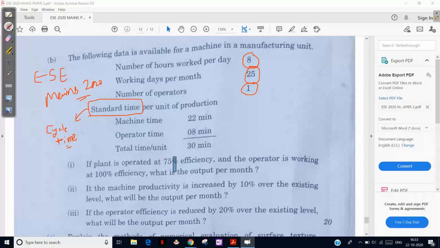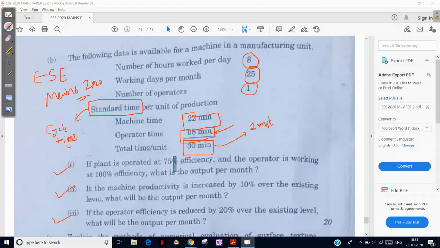So here in this case, 22 minutes is the machining time and 8 minutes is the operator time. Operator time means the time required for loading and unloading the job on the machine, the cleaning and inspection. All these things are within 8 minutes. So the total time is 30 minutes. That means for one unit of production it will require 30 minutes. Based on this there are three cases.